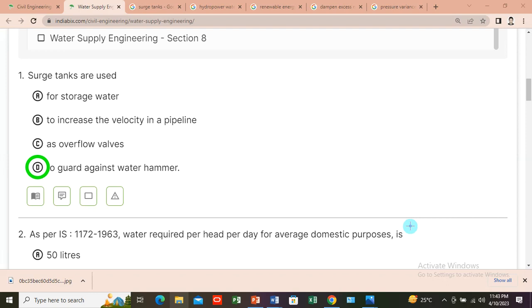So such tanks are used to guard against water hammer. That's the correct option. For storage of water is indeed not the right option. To increase the velocity in a pipeline, not. Is it overflow valves? No. But to guard against the water hammer. So what is water hammer? We will discuss in the next question, and pressure variance as well.